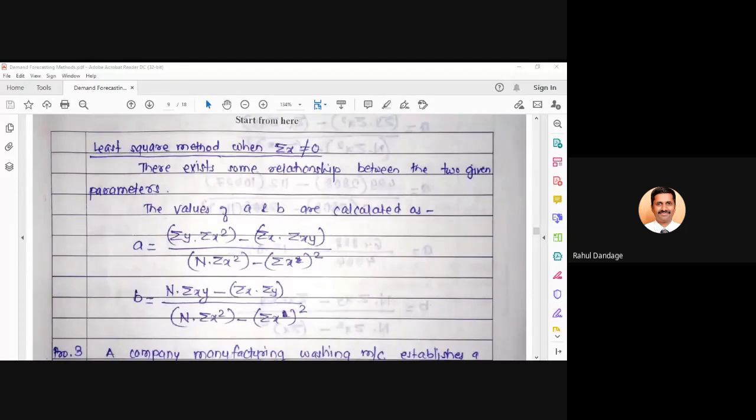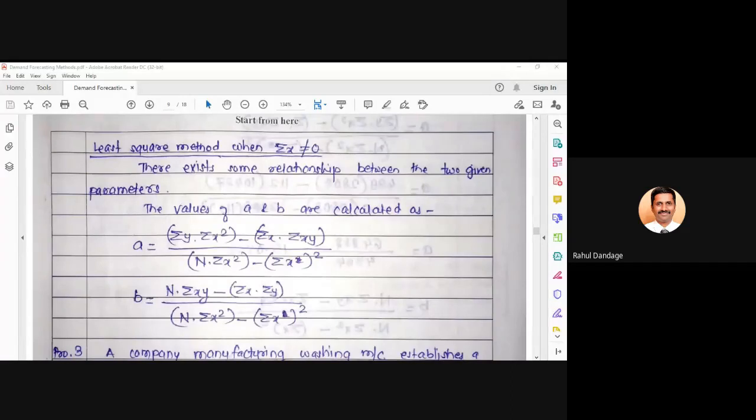So you can see the value of a is equal to summation y into summation x square, minus summation x into summation xy, divided by total number of periods n into summation x square minus summation x whole square. And the value of b is total number of periods n into summation xy minus summation x into summation y, divided by n into summation x square minus summation x whole square. So please note this down.